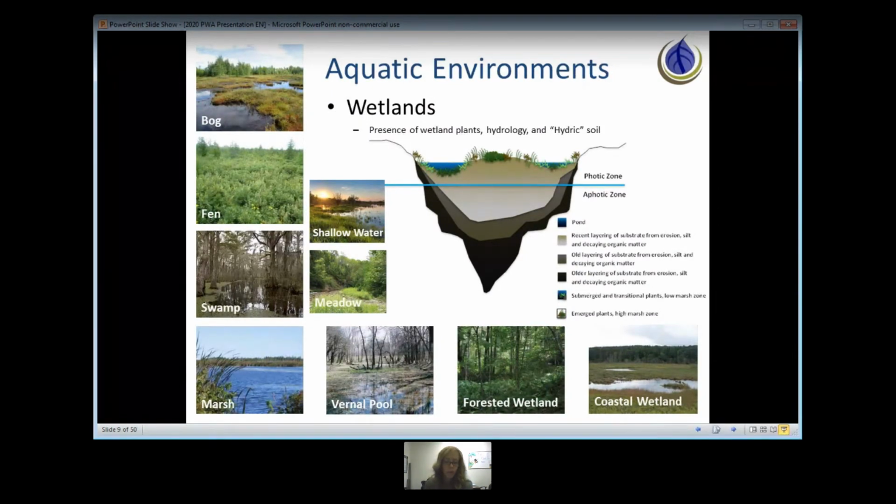We also have vernal pools in the area, mainly in our floodplains, and these are fed by snow melts. We also have forested wetlands in the same area where we have mature trees growing. And we obviously have coastal wetlands, which are influenced by our tidal waters. So salted or brackish water will impact these areas.